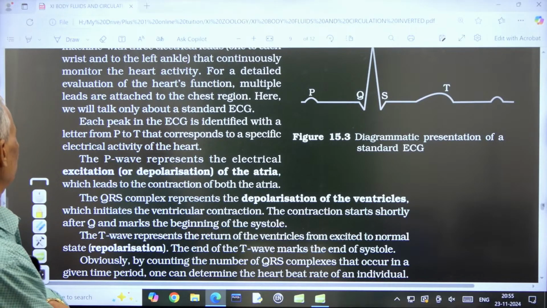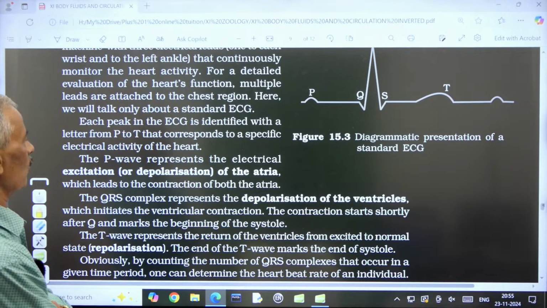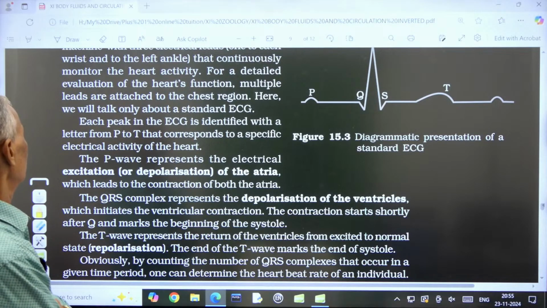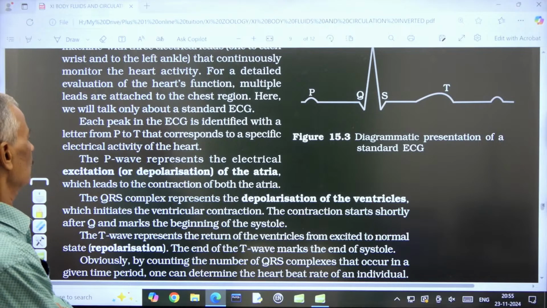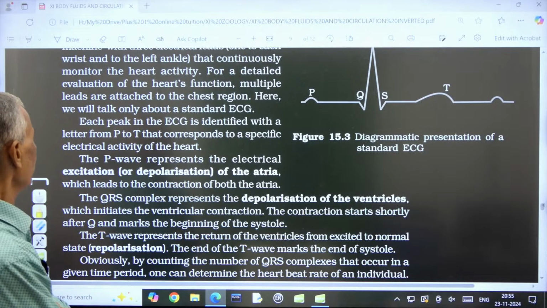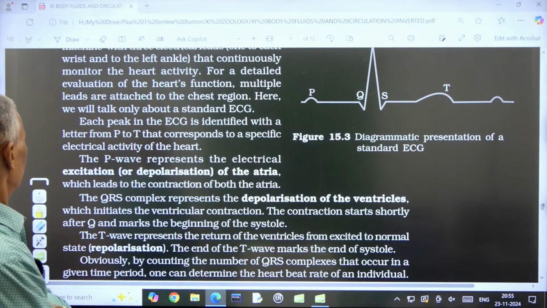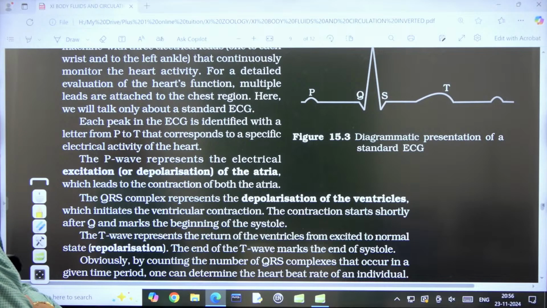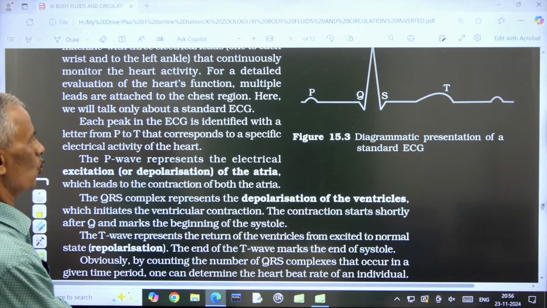P wave represents electrical excitation, that is, depolarization of the atria, which leads to the contraction of atria. QRS complex represents depolarization of the ventricle, which initiates the ventricular contraction. Contraction starts shortly after Q and marks the beginning of the systole. T wave represents the return of the ventricle from excited to normal. That is called repolarization. End of the T wave marks the end of systole.